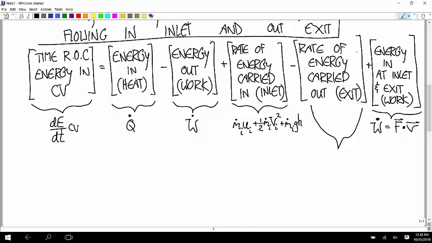And then carried out at the exit, that's just going to be the rate of mass flow at the exit times the specific internal energy. Shouldn't have a dot. Plus 1/2 times the mass rate flow at the exit times the speed at the exit squared, plus the mass rate at the exit times GH. And I guess these H's should have an I and an E, that depends on where those are.